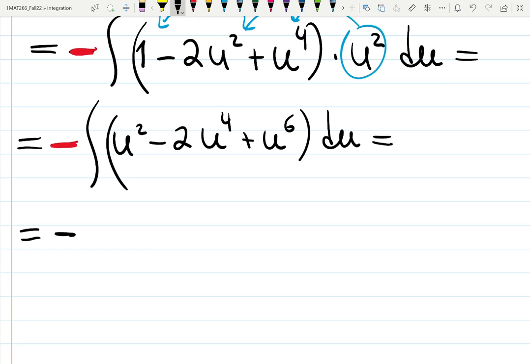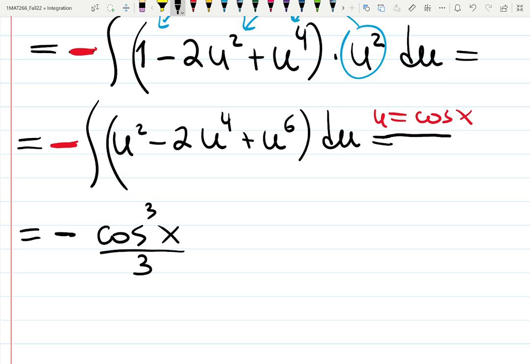Negative cosine cubed x, yep, divided by 3. Can you tell me why it's cosine? Because u was cosine x. And I'm going back right away because it saves lots of writing time and space on the paper. Next. Minus cosine. Minus or plus?